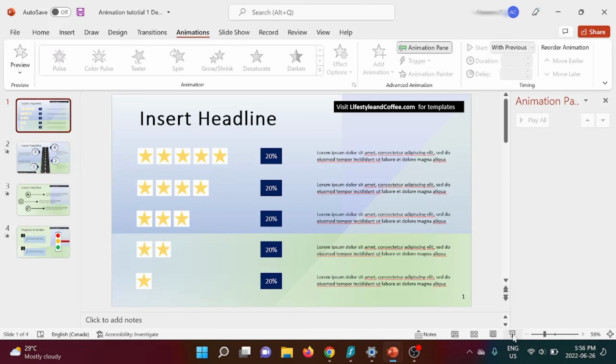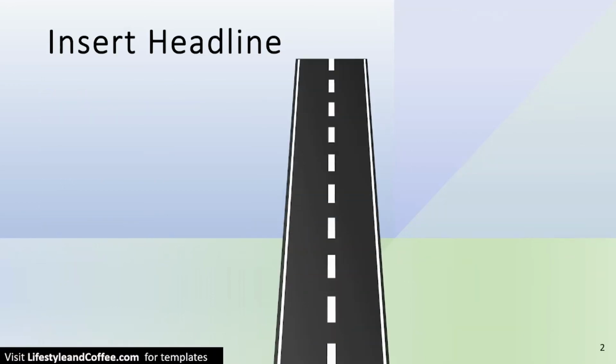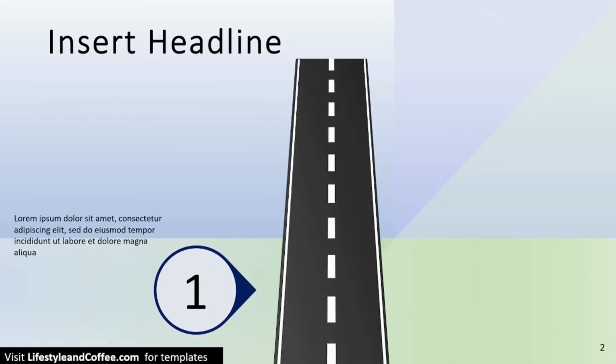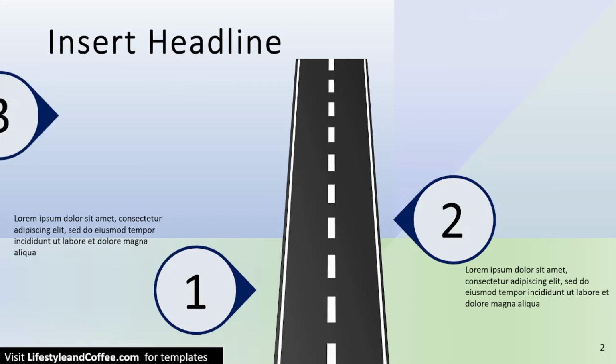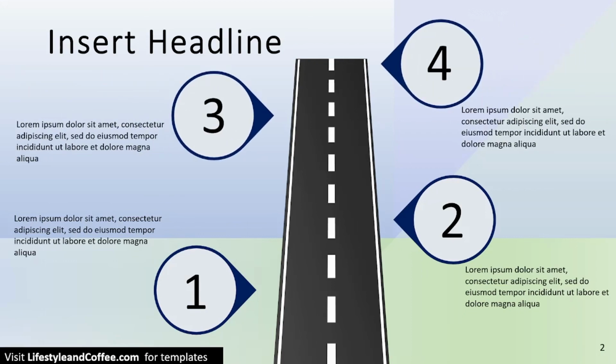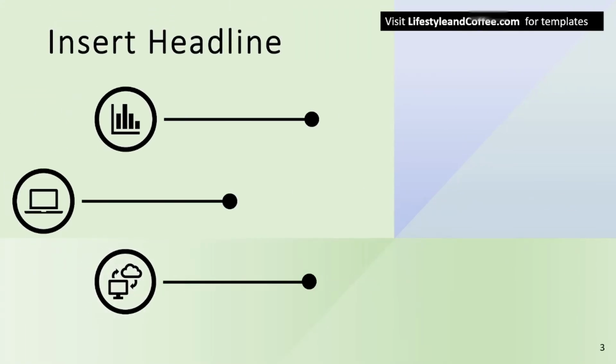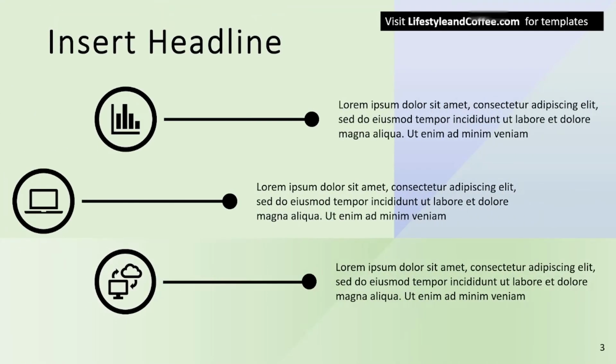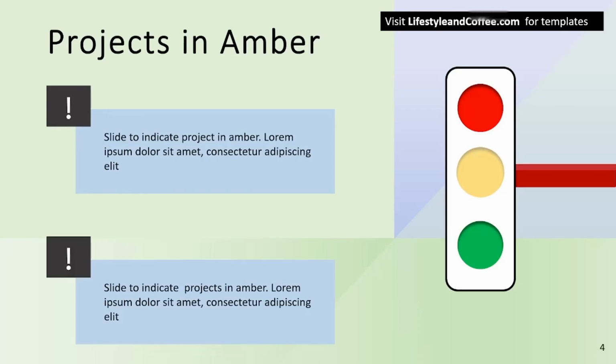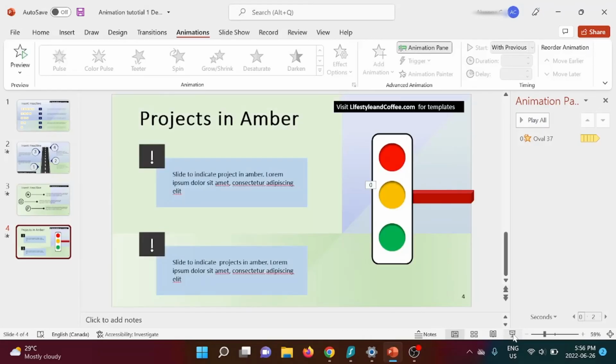So let's just go here, right click, explain 1, explain 2, explain 3, explain 4, right click, exit, right click again, next slide has come, then again right click, exit, right click, projects in amber, and then right click, end of the slideshow. So thank you for watching.